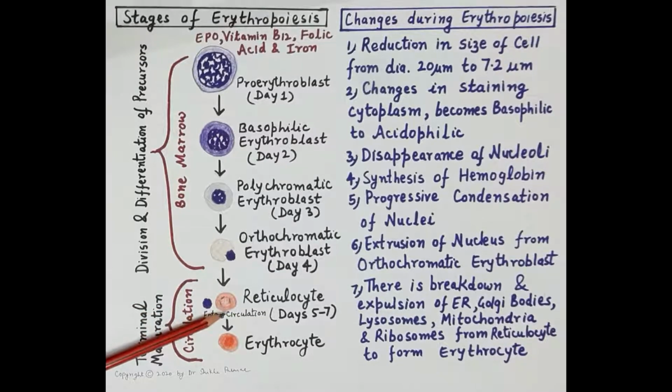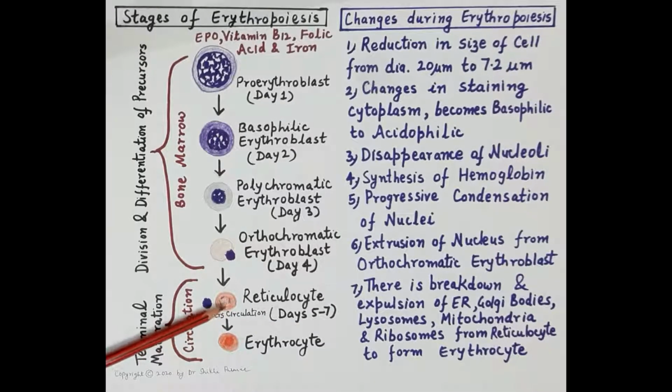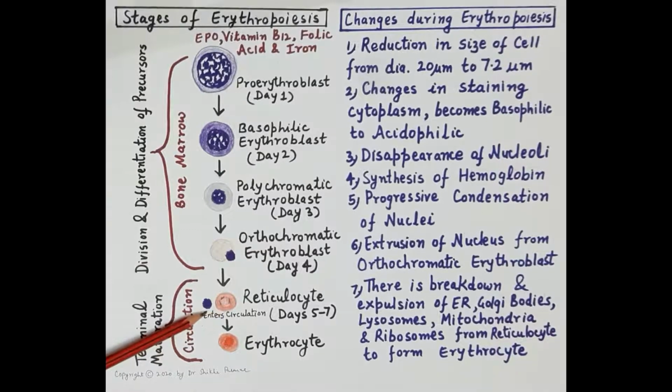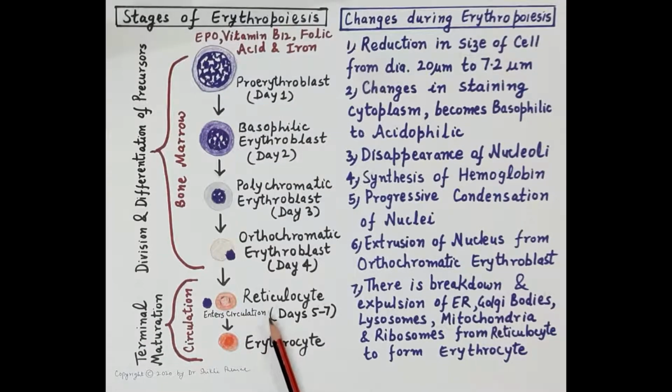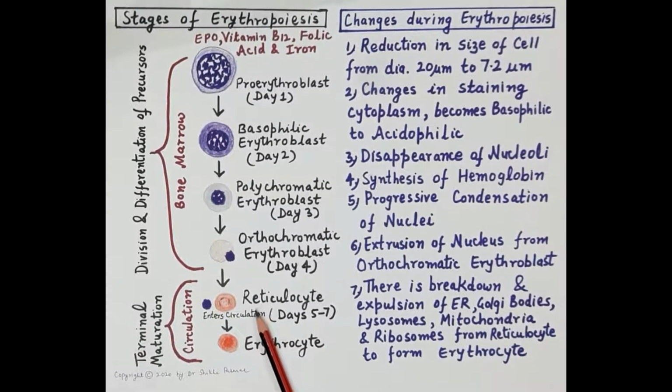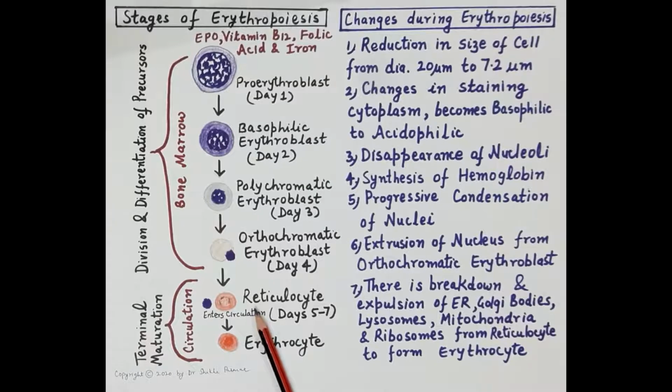Now, this reticulocyte is produced on the 5th day. It has no nucleus. The nucleus which was pushed out of the cell is engulfed by the macrophages. And on the 5th day, the reticulocyte, that is the immature RBC, is produced in the bone marrow and then released in the blood circulation.